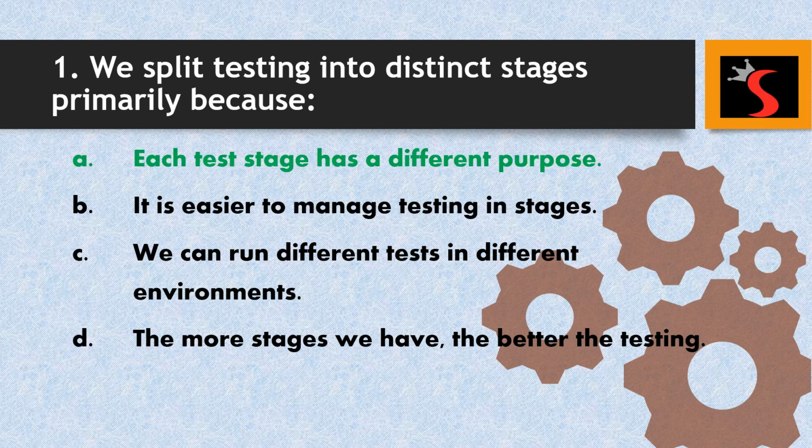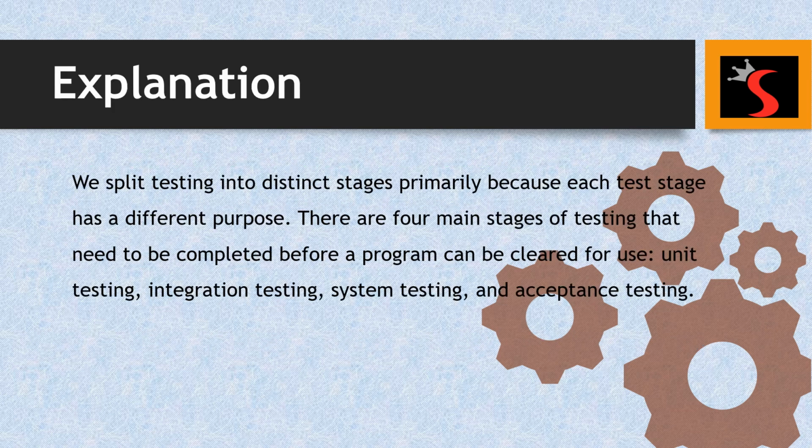And the right answer is answer A. Each test stage has a different purpose. Explanation: we split testing into distinct stages primarily because each test stage has a different purpose. There are four main stages of testing that need to be completed before a program can be cleared for use. First, unit testing. Second, integration testing. Third, system testing. And fourth, acceptance testing.